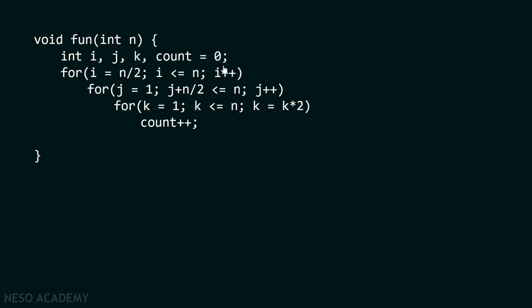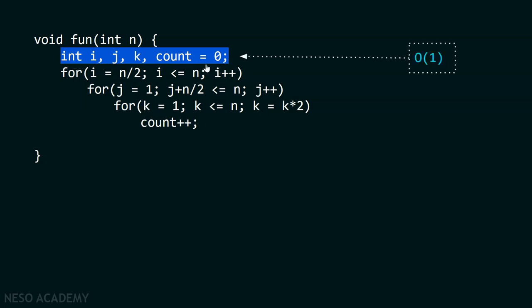Now let's take this statement first. Here you can see I have declared 3 variables and one more variable count, which has been initialized to 0. These 3 variables haven't been initialized. We will use these 3 variables within this for loops. You can see the time complexity in this case is big O of 1 because it's just taking a constant amount of time for the execution.